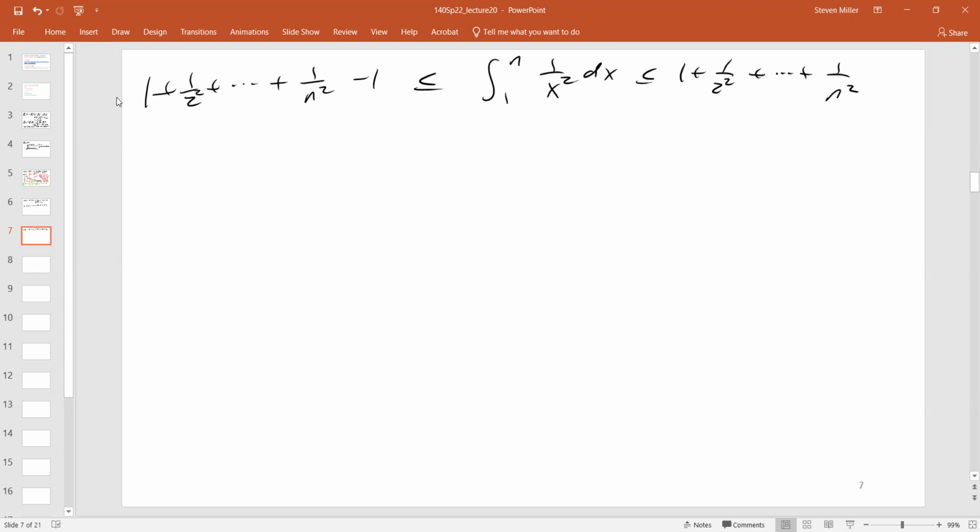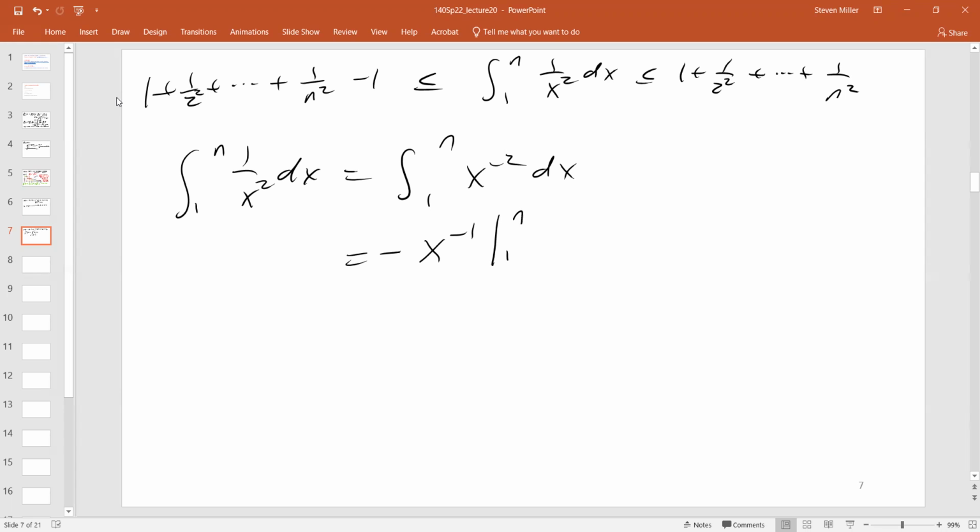All right, what function has derivative 1 over x squared? And if it's easier, we can write this as x to the negative 2 dx. So what function has derivative x to the negative 2? Yep. So I always like to first fix the exponent. I know I have to increase the exponent by 1. And now when I take the derivative, negative 1 comes down. I want to have just a plus 1. So I know it has to be negative 1. So this is just going to be negative x inverse from 1 to n.